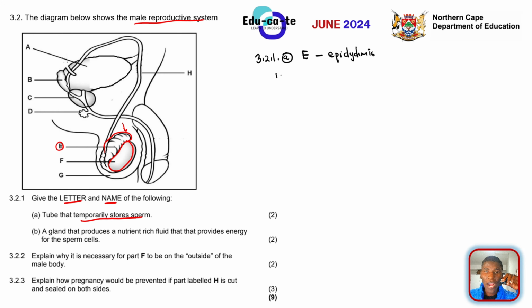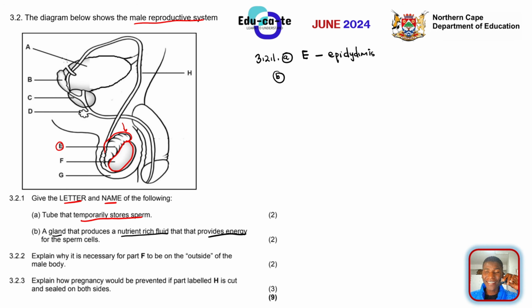And then now they say, give the letter and the name of a gland. So we want a gland that produces a nutrient-rich fluid that provides energy for the sperm cell. Remember that we have got 3 accessory glands in life sciences here in the male reproductive system. Of course, we have got the seminal vesicle, we have got the prostate gland, as well as the Cowper's gland.